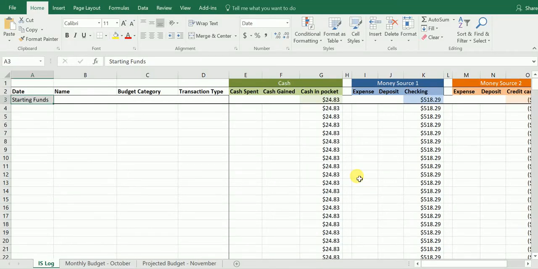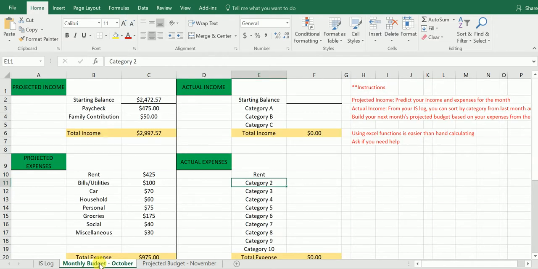Hi everyone. So in this video, I want to highlight entering transactions and provide some examples of those. We have the IS log form here in front of us, and my starting funds are entered here. If you saw the piece about the spending plan, you saw that we also had budget categories entered here. These labels are important. I want to stay consistent with those.